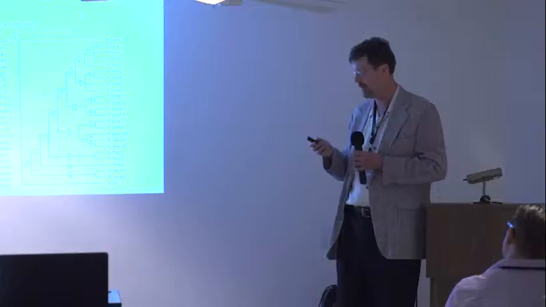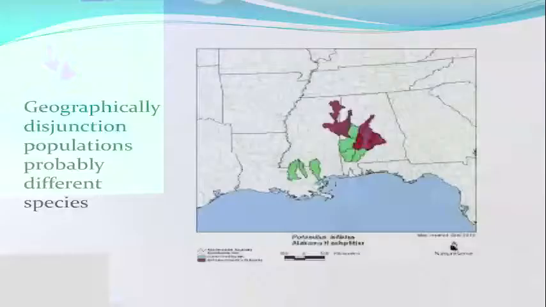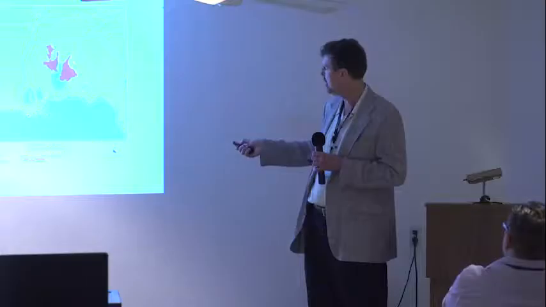Here's where those populations are from. It turns out those two different groups of inflatus, some are found in the Blackwater River Basin of Alabama, and then some are found in the Amite River of Louisiana. And so they are disjunct populations of seemingly the same species.